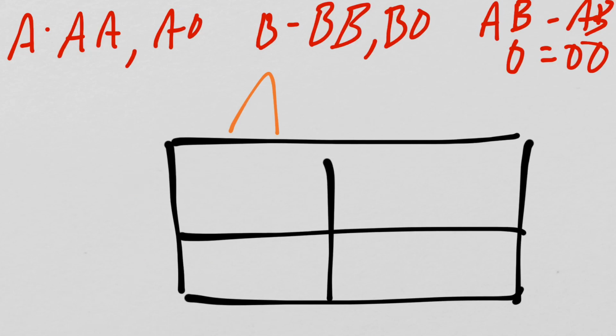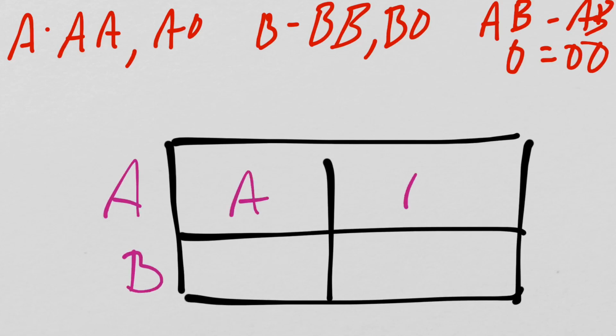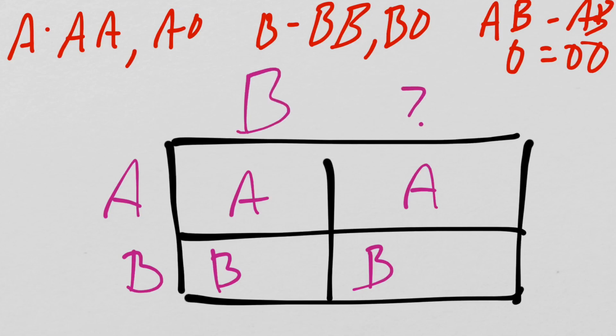Number 12. Papa is blood type AB. That's what we know. And Mama is blood type B. So we've got a B and a question mark. So let's fill these in.